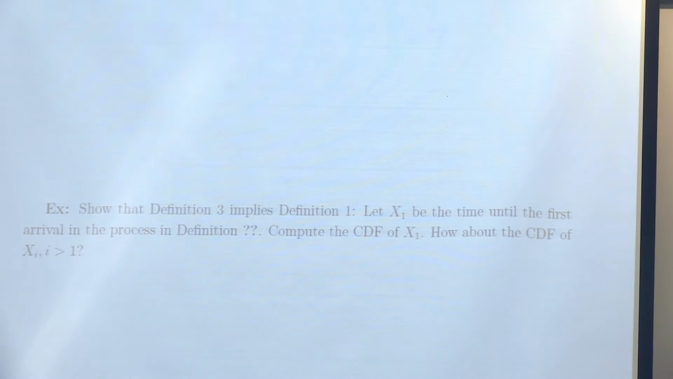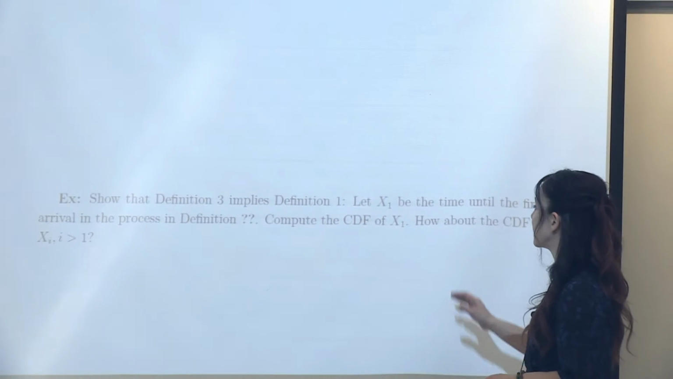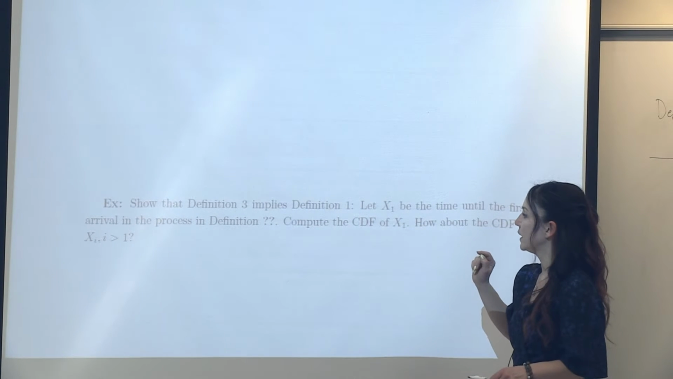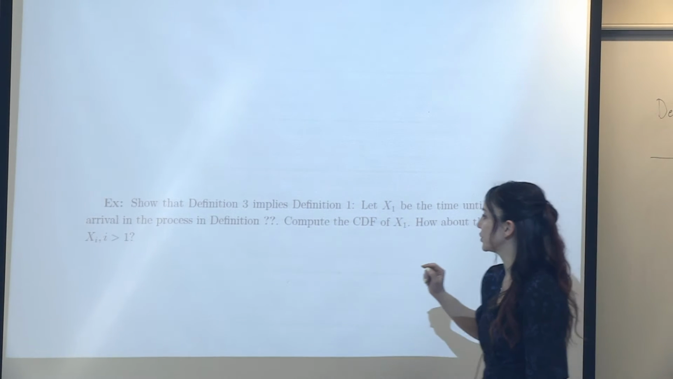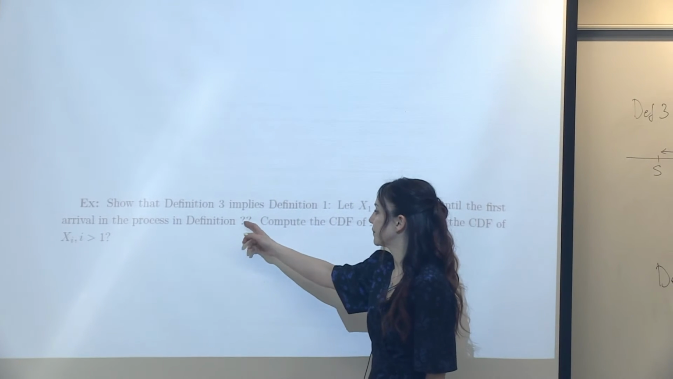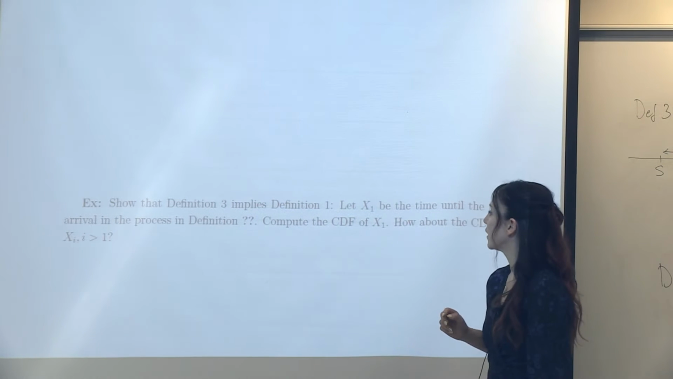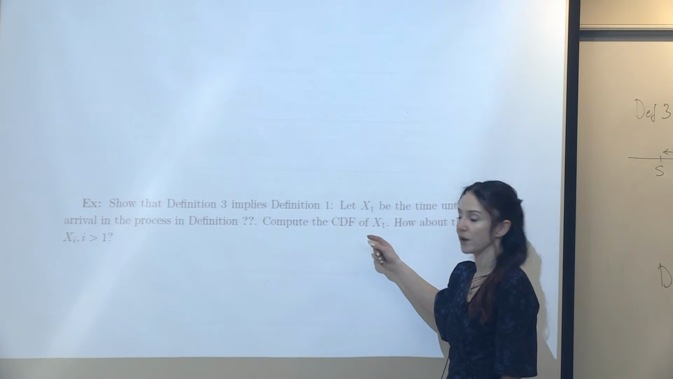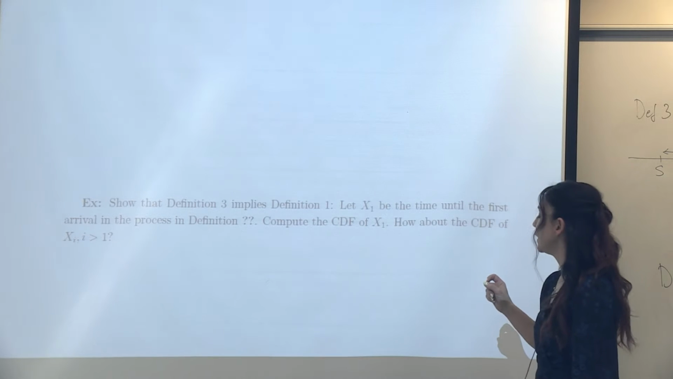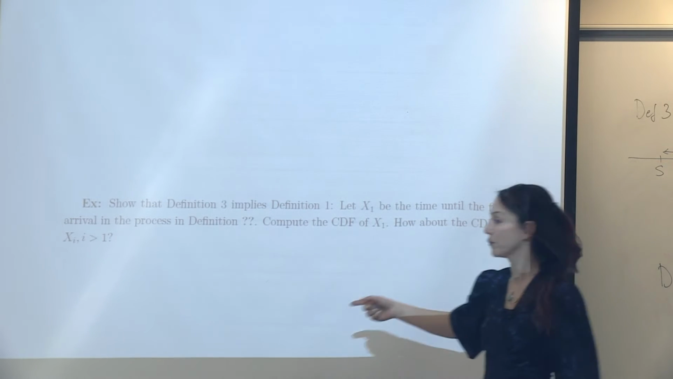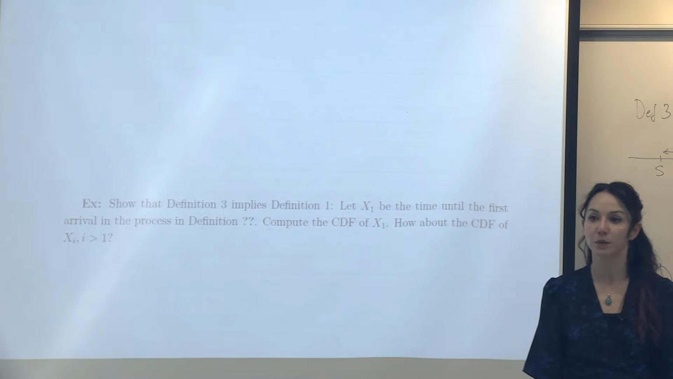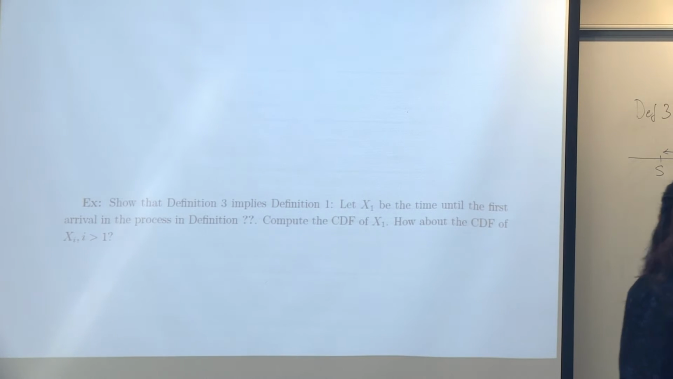Let's show that definition 3 implies definition 1. Let x1 be the time until the first arrival in the process in definition 3. Compute the CDF of x1. And then compute the CDF of xi for i bigger than 1. Can we show that they are going to be exponential? How do we do that?